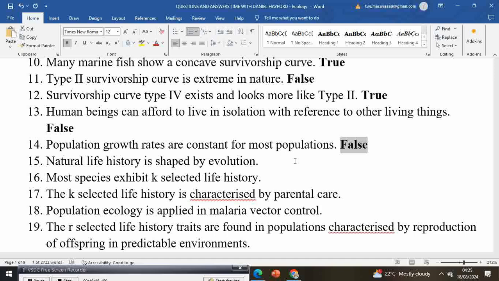Now, question number 15. Natural life history is shaped by evolution. Is this true or false? We will say it is false. The natural life history is shaped by natural selection.